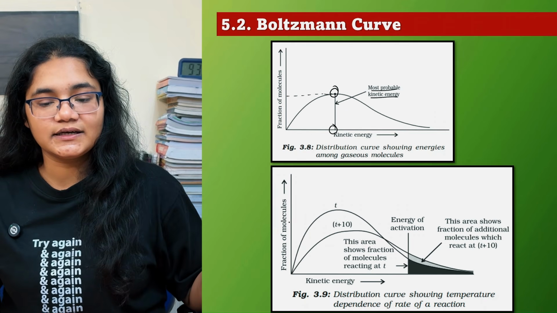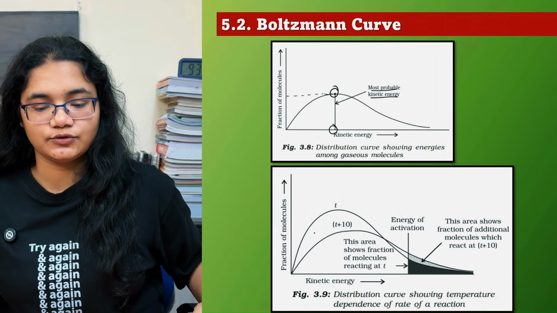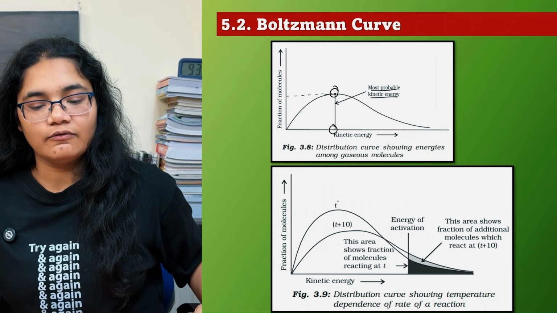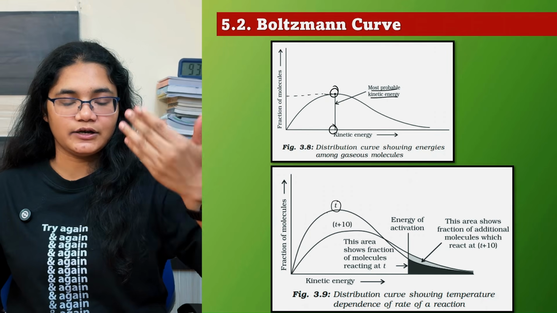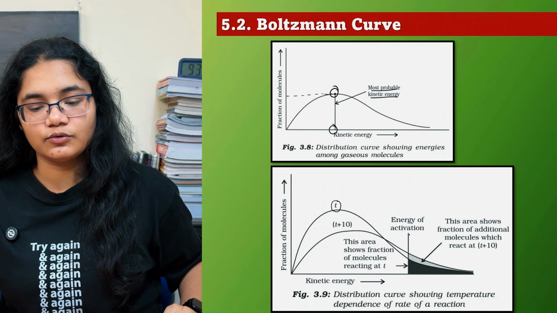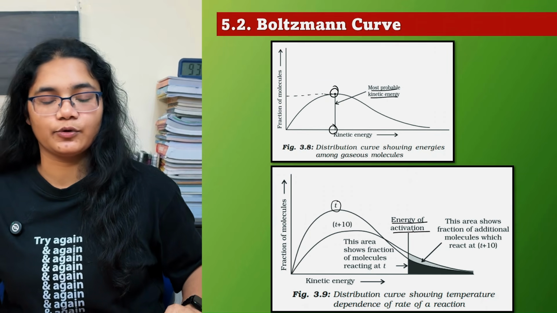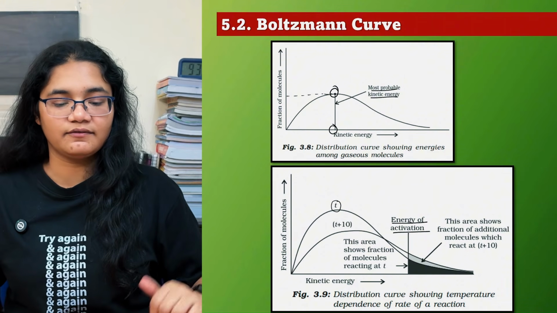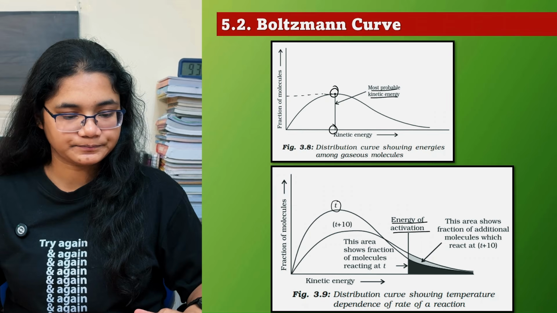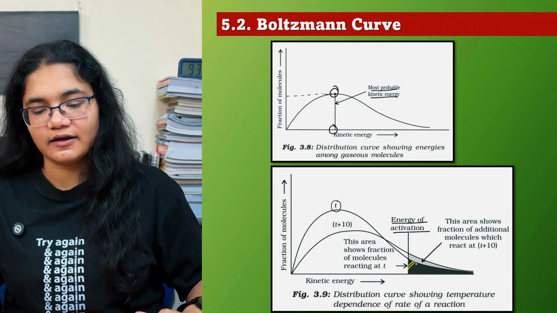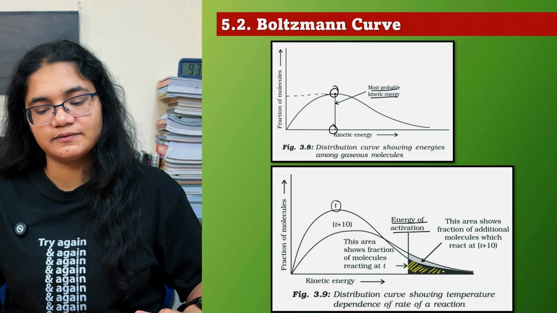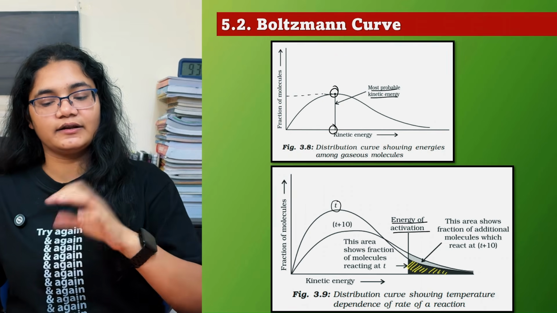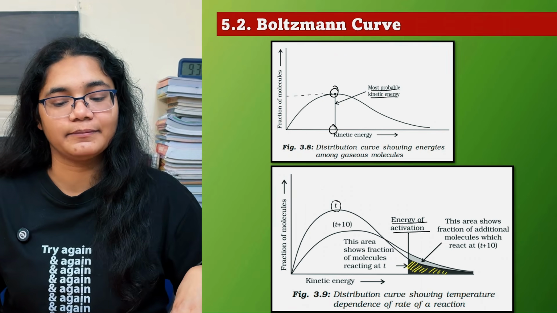Now when you increase the temperature and when you decrease the temperature, what you can see here is that all the molecules will not get converted to products. Only those molecules which have energy more than the activation energy will be converted to products, right? This one only will get converted to product. So we have only these many molecules having energy greater than the activation energy at temperature T.